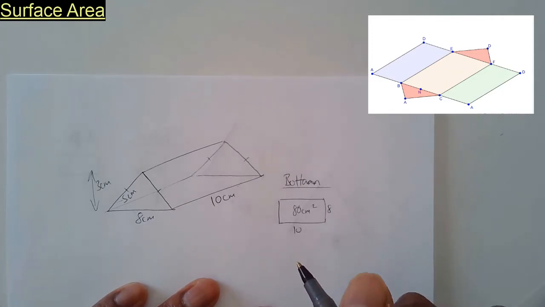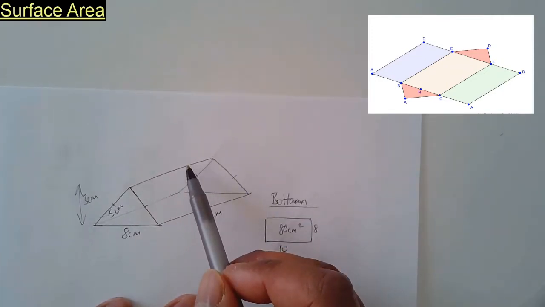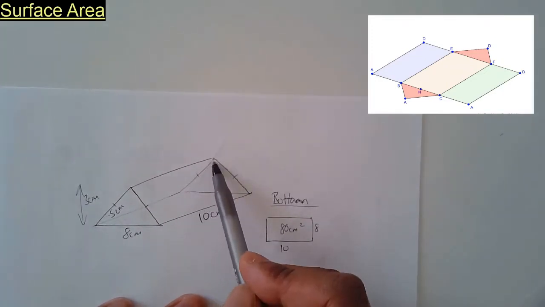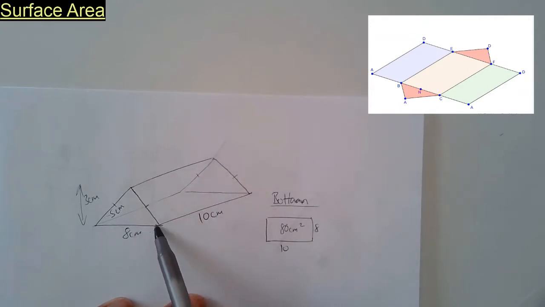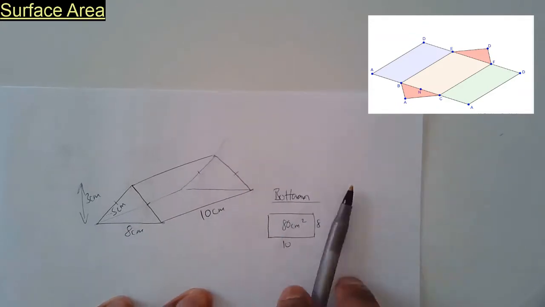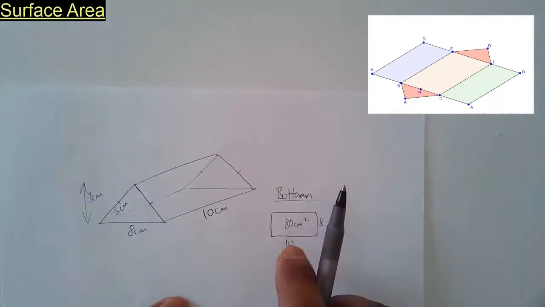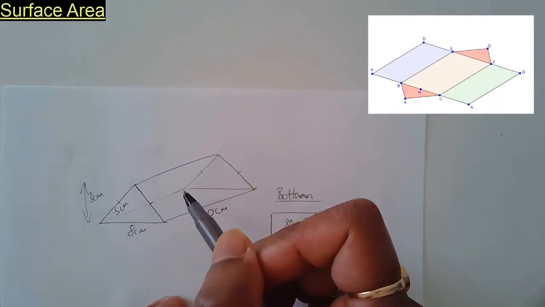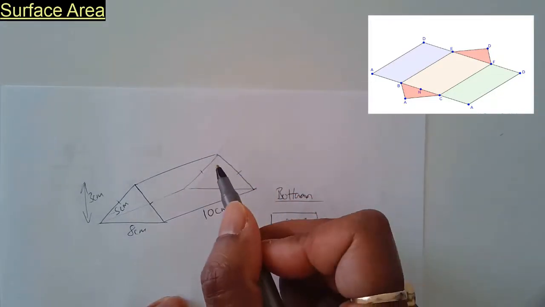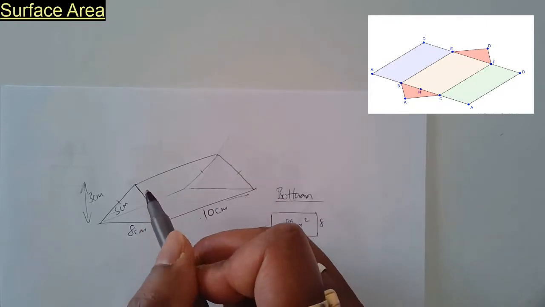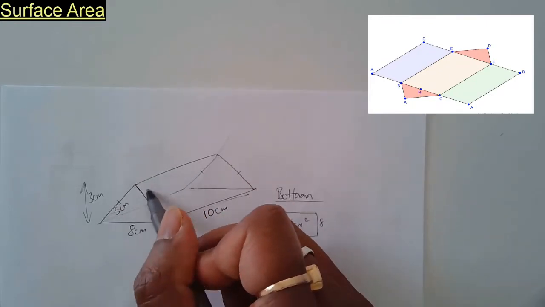What else shall we do? We can do the 2 rectangular faces, the 2 slopes, right? The slopes are identical. Well, how do I know they're identical? How do I know that this rectangle is identical to this one here?